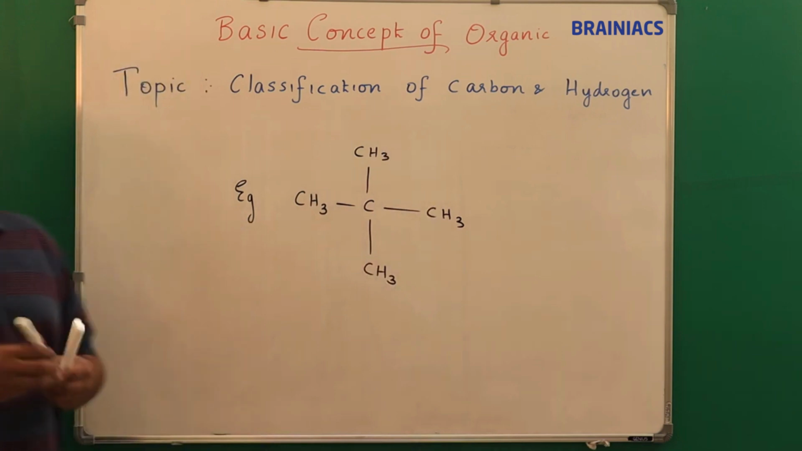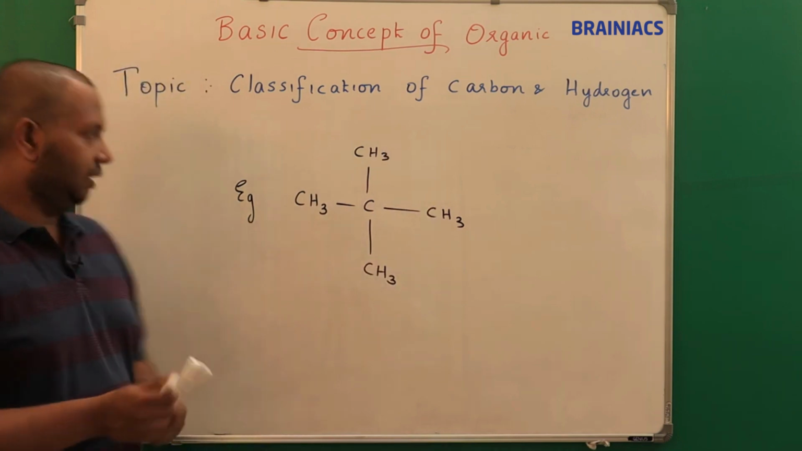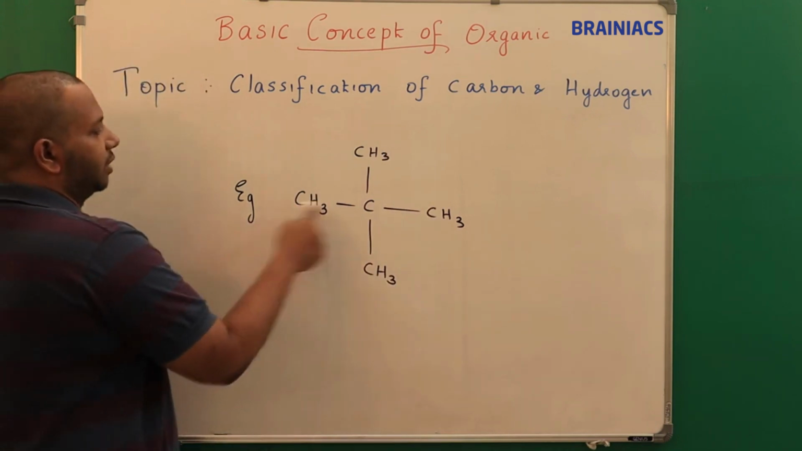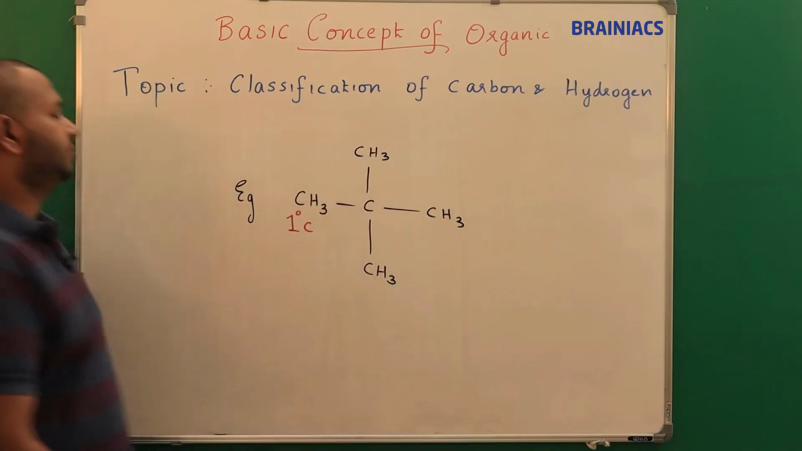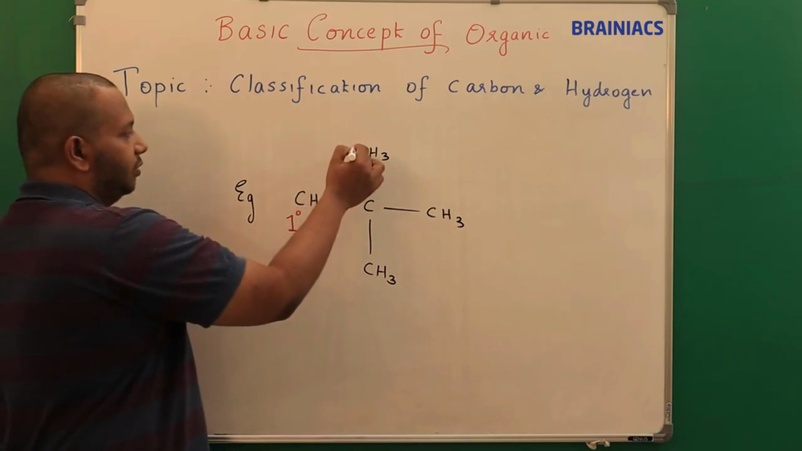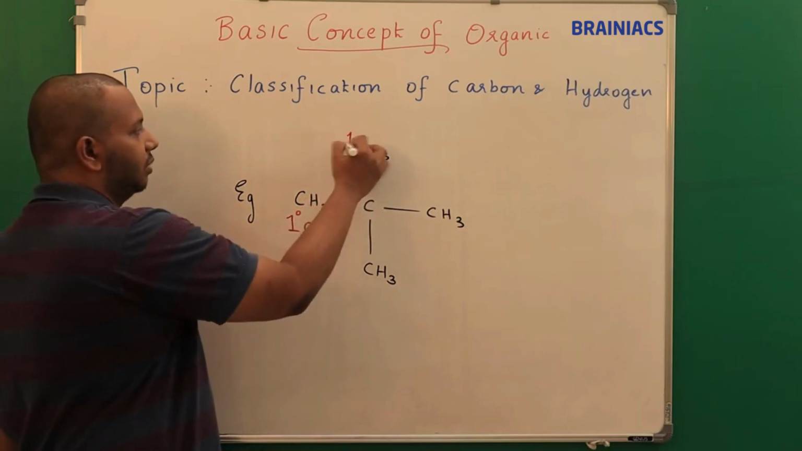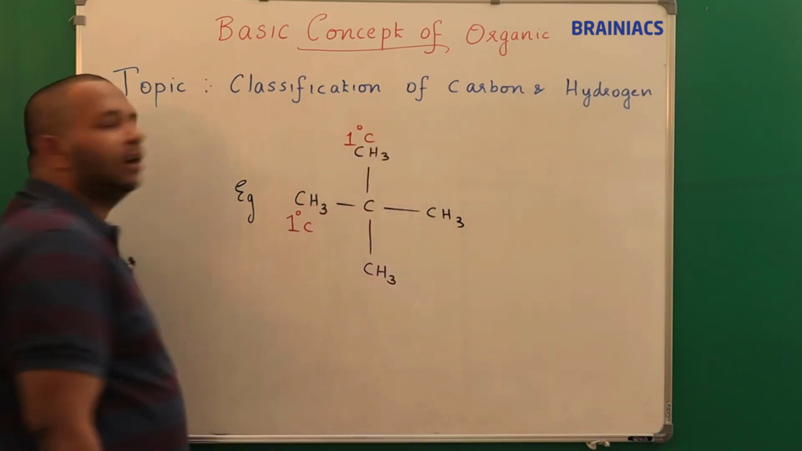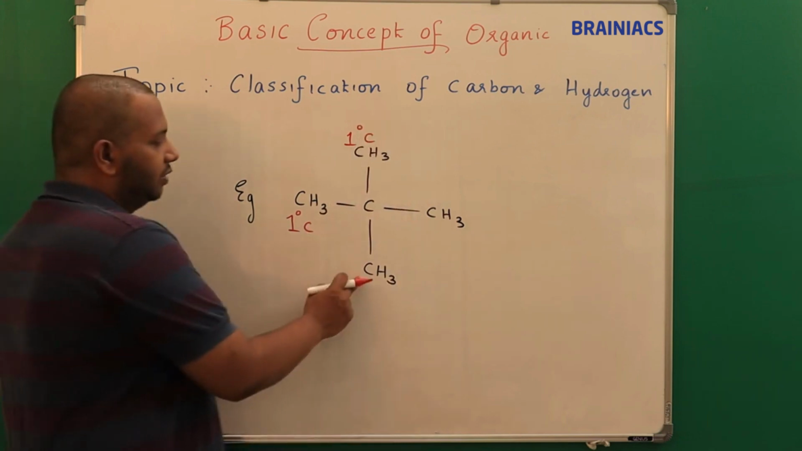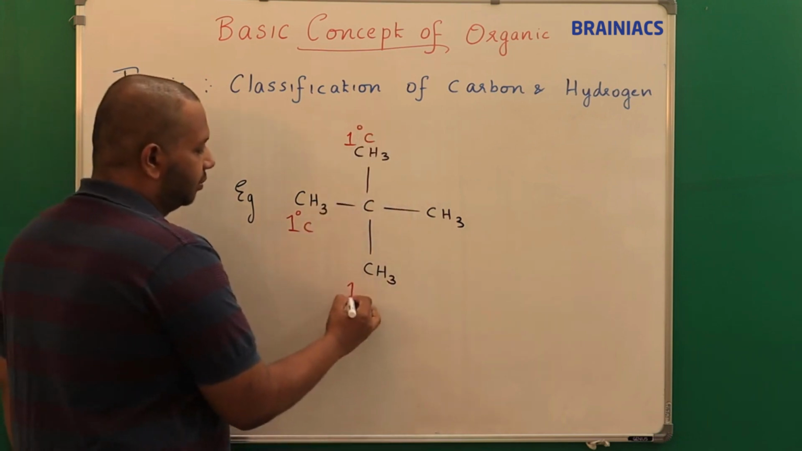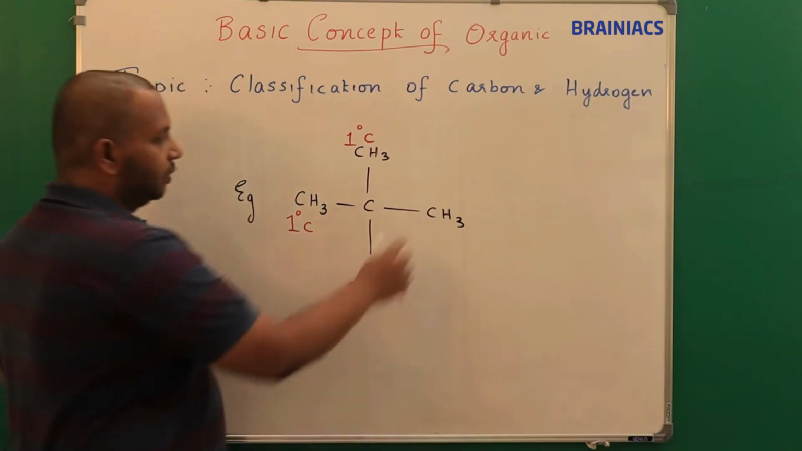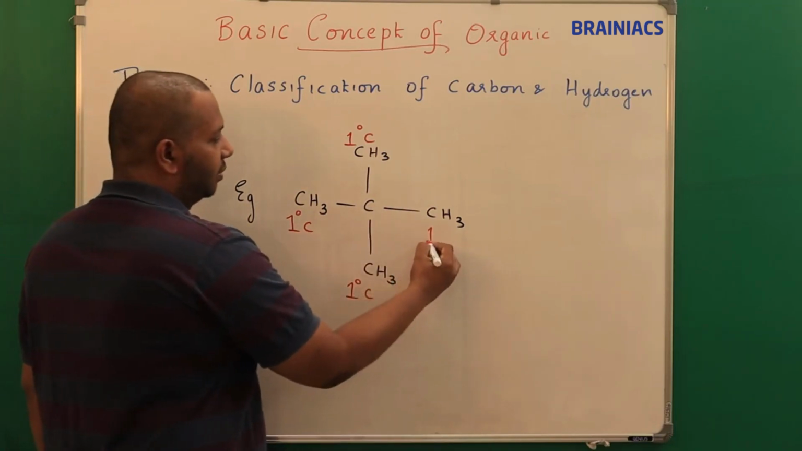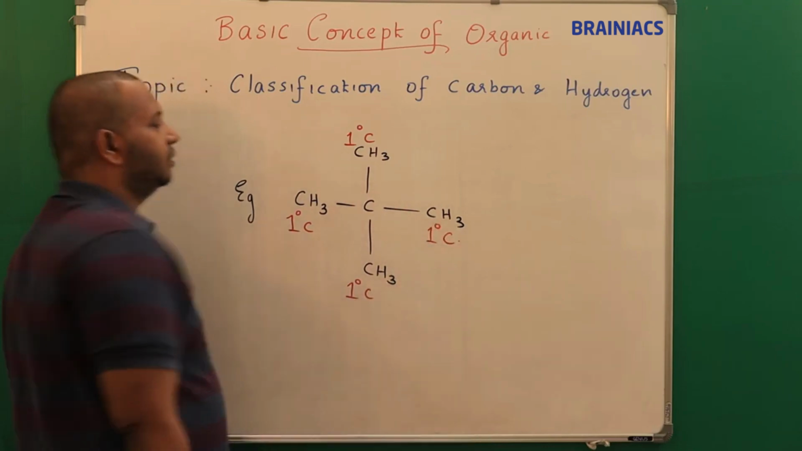Now in this example, you will be able to identify it very easily. Now tell me, this carbon atom is connected to only one other carbon atom. So this is a 1 degree carbon. And what about this carbon atom? This is also connected to one other carbon atom. So this is also a 1 degree carbon. Now what about this one? This is also connected to one other carbon atom. So this is also 1 degree carbon. And what about this one? This is also connected to one other carbon. So this is also a 1 degree carbon.